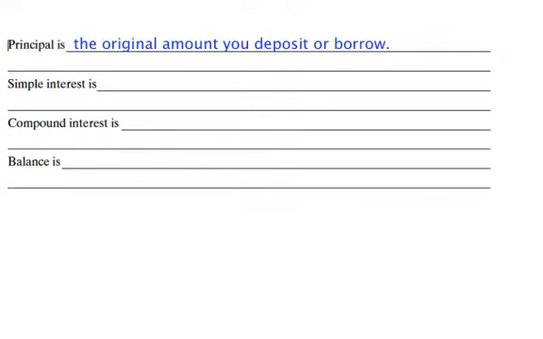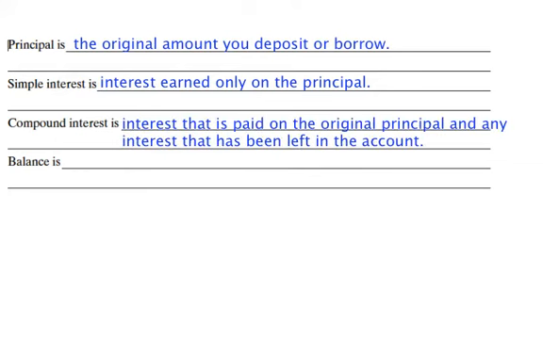Principal is the original amount you deposit or borrow. Simple interest is interest earned only on the principal. Compound interest is interest that is paid on the original principal and any interest that has been left in the account. Balance is the principal plus the interest earned on the account.